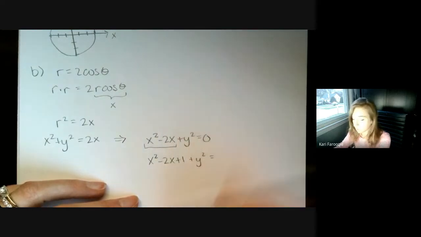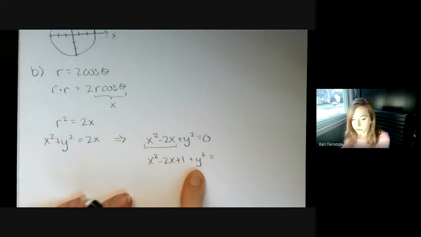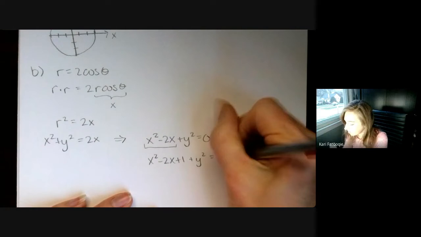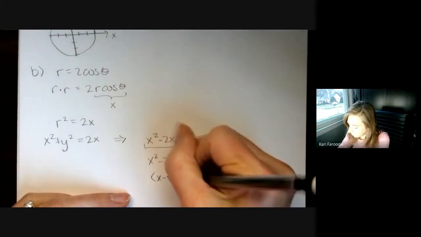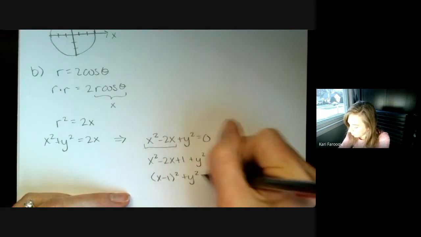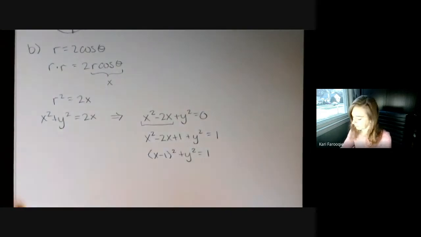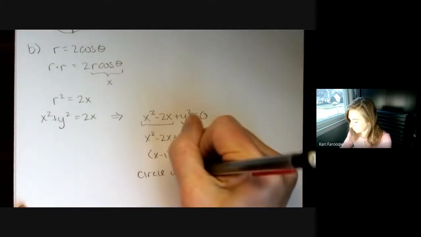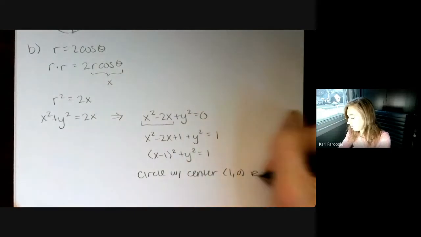Now, I don't need to complete the square on y because I don't have any linear y terms. I just have y squared. But what I do to one side of the equation, I have to do to the other. So now I can say I have x minus 1 quantity squared plus y squared equals 1. And now, before you even realized it was happening, you have the equation for a circle. This is a circle with center at 1, 0, and the radius is 1.